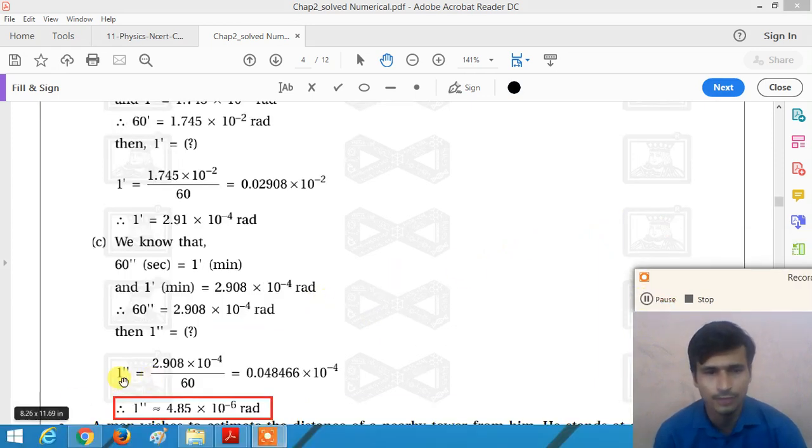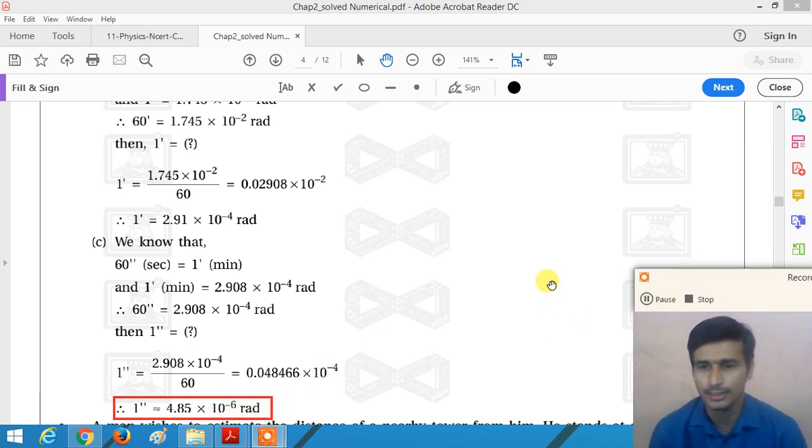So dear student, 1 second is equal to 2.908 into 10 raised to minus 4 divided by 60. If you calculate this, we get the answer 0.048466 into 10 raised to minus 4, that is approximately 1 second is equal to 4.85 into 10 raised to minus 6 radian.